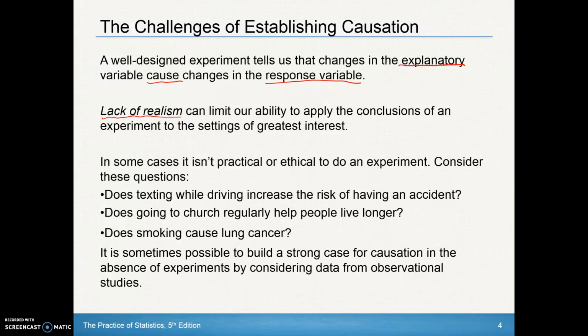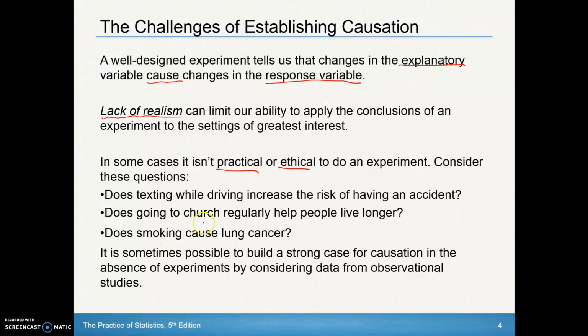And then in some cases, it isn't practical or ethical to do an experiment. Okay? You certainly wouldn't want to do an experiment that asks, does texting while driving increase the risk of having an accident? Well, we're not going to set up an experiment and tell people to go out and text and drive, and then have another group go out and tell them, no, don't text and drive, and let's compare the results and see what happens. You're putting people in danger. You don't want to do that, obviously.